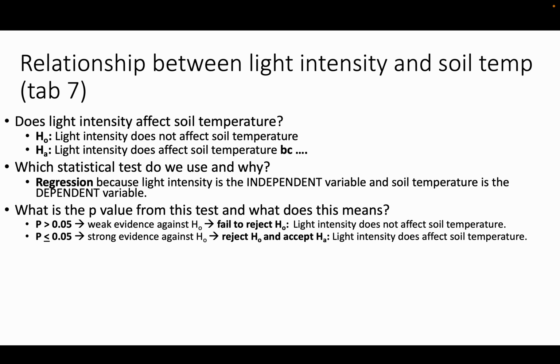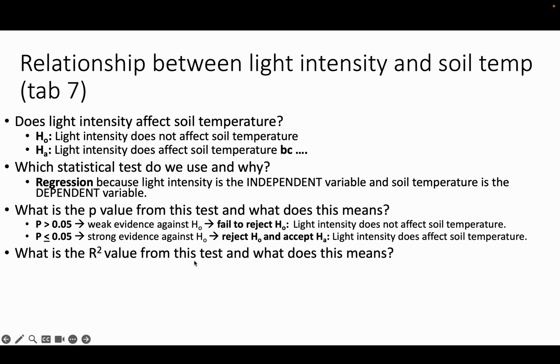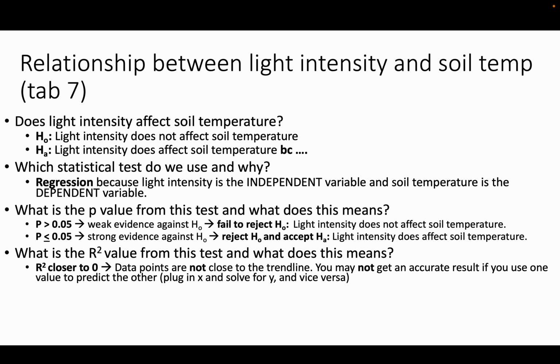So please make sure you understand what the p-value means. Remember, significant is set at 0.05. Anytime you get a p-value that is less than or equal to 0.05, your data are significant. You can go ahead and accept the alternative hypothesis. You will also get an R-square value from the regression test as well. Remember, R-square value tells you two things.